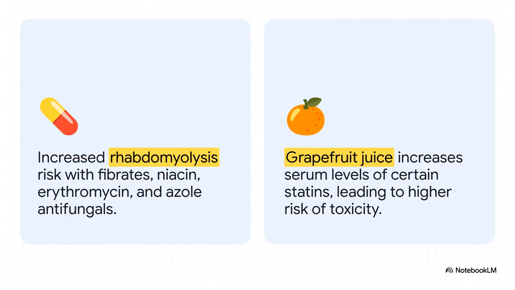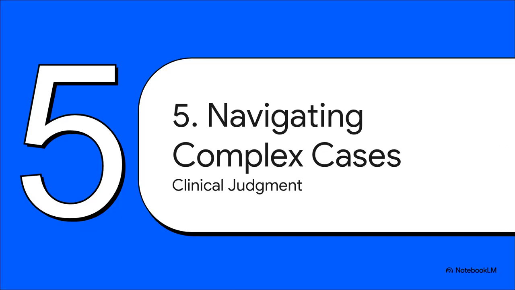And here's another NCLEX favorite, drug interactions. There are a few, but the one they absolutely love to test you on is grapefruit juice. I know, it sounds weird, right? But here's why it matters. Your body has this enzyme system, CYP3A4, that's responsible for breaking down certain statins, like atorvastatin and simvastatin. Well, grapefruit juice comes along and completely shuts down that system. So the drug doesn't get broken down, the levels in the blood skyrocket, and the risk for those scary side effects like rhabdo goes way, way up. So no grapefruit juice.